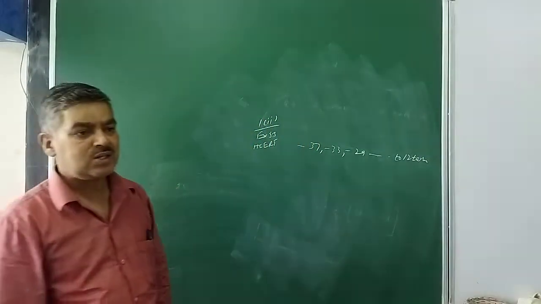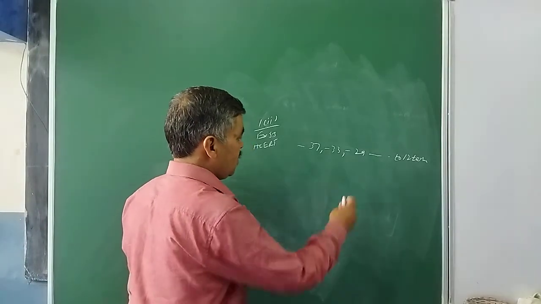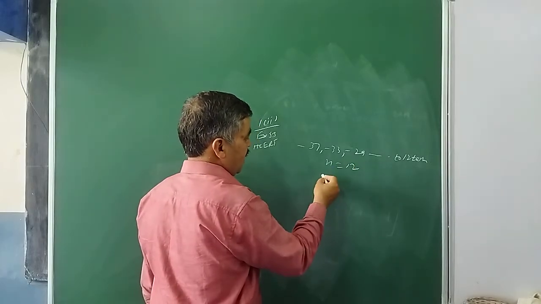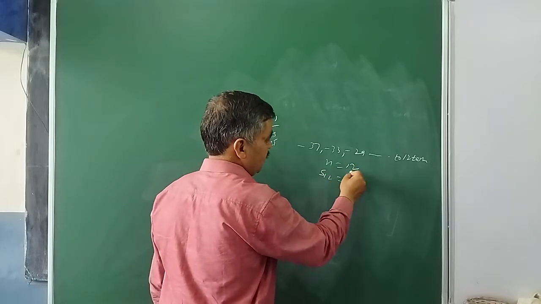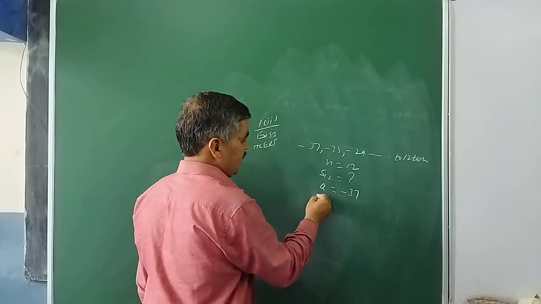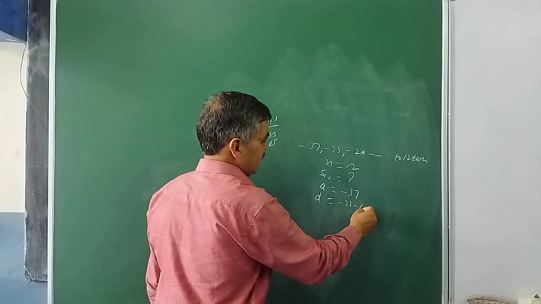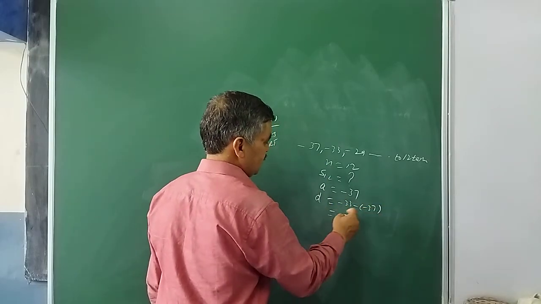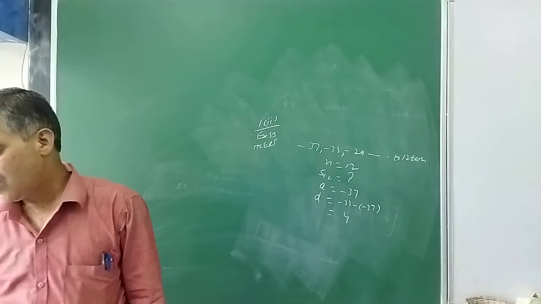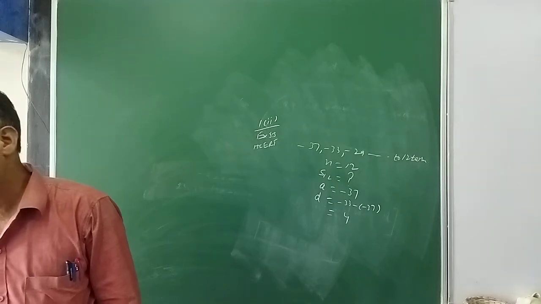So again, dear children, my gentle advice to you: please write that n is equal to 12 and I have to find S12. So a is equal to minus 37, and d is equal to minus 33 minus, minus 37. So plus 37 minus 33 will give you d is equal to 4. Please put that carefully, d is equal to 4.